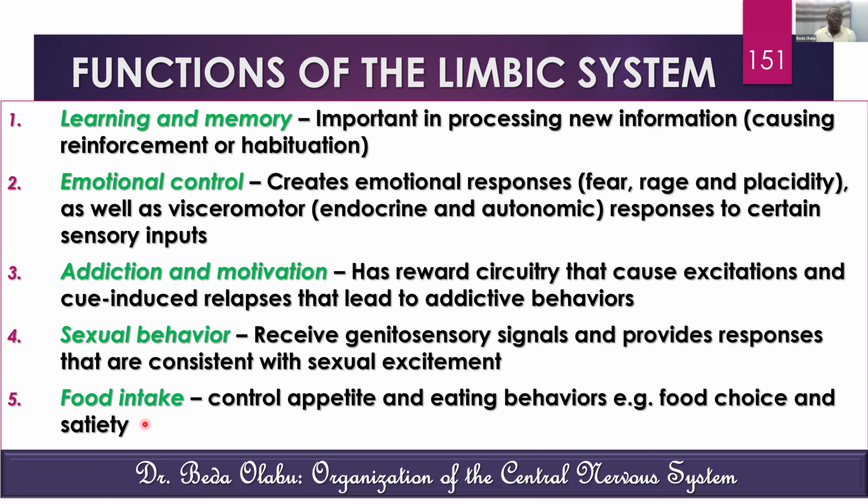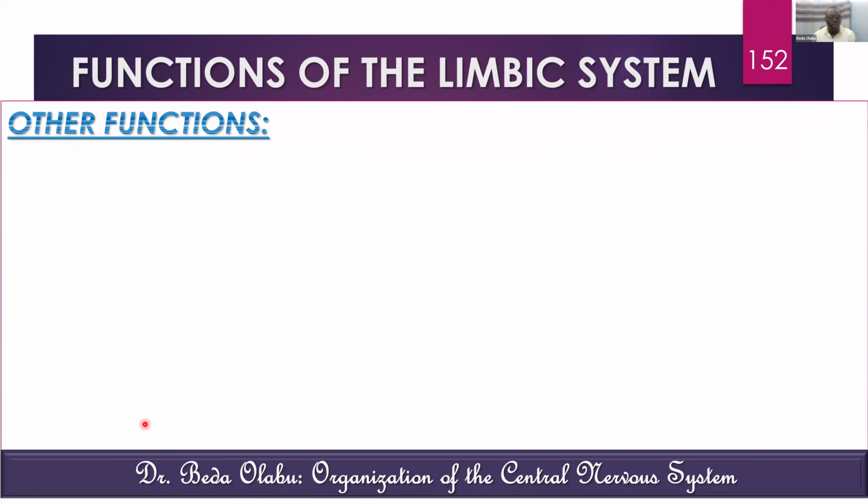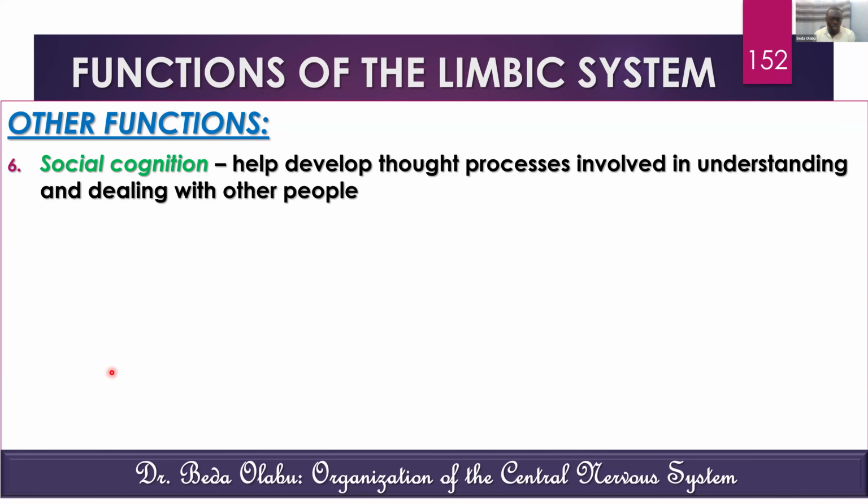The limbic system also controls our nutrition, food intake to be specific, because it has the capacity to control appetite and even eating behavior, like the choice of food you want to take, or whether you feel you've eaten enough. Limbic components have these functions. I consider these five key functions, but the list is not over. There are still other functions, for example social cognition. The limbic system helps us develop thought processes involved in understanding and dealing with people, how you interact with people socially, how you integrate or interpret those experiences, what they make you feel, and the choices you make about them.